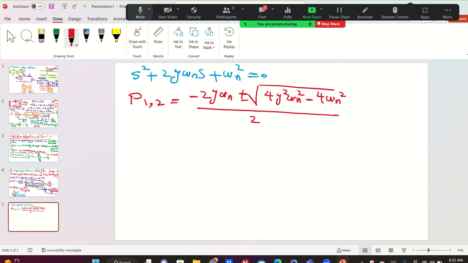Second order equation. Everybody knows that, right? Hopefully. So you can simplify this: the 4 comes out, the 2, all of them go. The remaining is minus zeta omega n plus minus omega n times the square root, because omega n squared comes out, you're going to have zeta squared minus 1. So these are the poles of the second order systems.